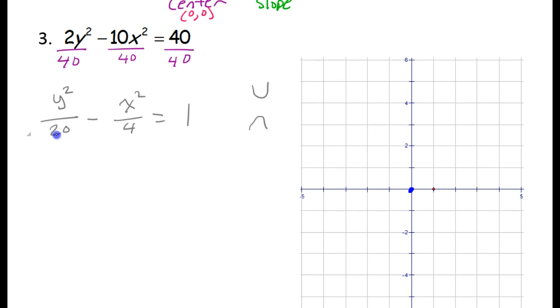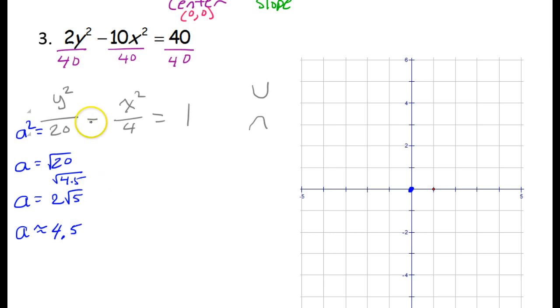The denominator of the positive term is always going to be a squared. So a squared is equal to 20. That means a is equal to the square root of 20. The square root of 20 is the square root of 4 times 5, so the square root of 20 is 2 radical 5. It would be helpful to know the decimal approximation for graphing purposes. The a value is approximately 4.5.